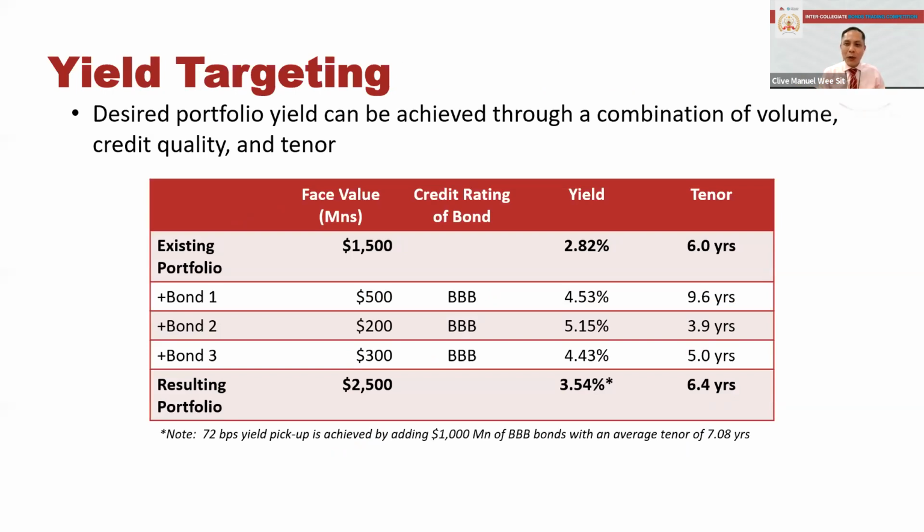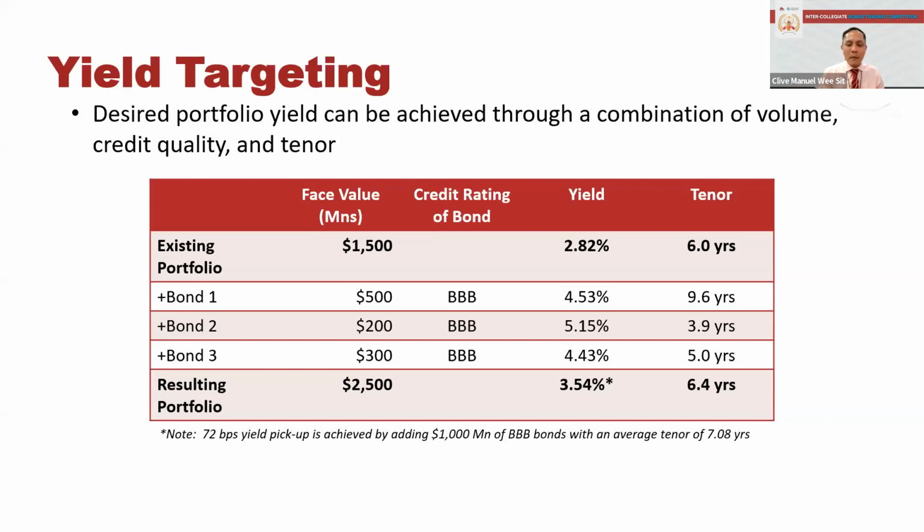So if your starting portfolio is a $1.5 billion portfolio, which has an average yield to maturity of 2.82% in the 6-year tenor, what you can do is target a certain yield. So if, for example, you want to increase the yield of your portfolio, what you can do is purposively and deliberately select higher yielding securities to reach your target yield. So in this case, I have a portfolio that's 1.5 billion in terms of face amount, and I'd like to increase my portfolio size, deploying my excess cash in my asset allocation.